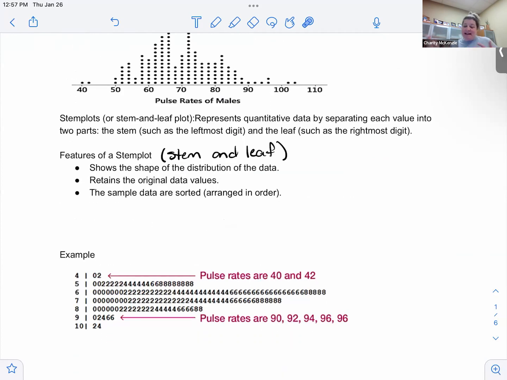The next one is a stem and leaf, sometimes called a stem plot. With this one, it also shows distribution. It's very similar to a dot plot, but I actually just put the numbers on there. And we really give you your data set in a stem and leaf sometimes. So you still retain your original data, and it's easy to see them in order. So that's kind of nice.